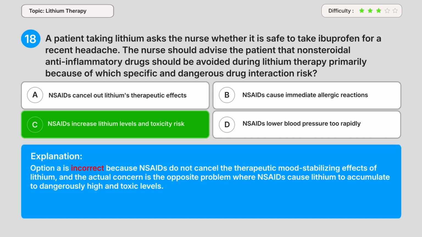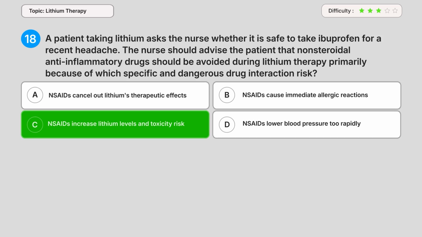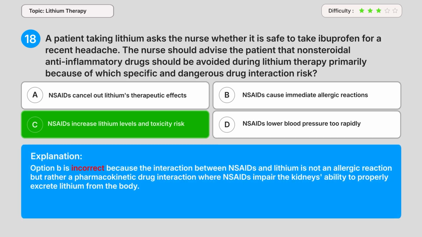Option A is incorrect because NSAIDs do not cancel the therapeutic mood-stabilizing effects of lithium, and the actual concern is the opposite problem where NSAIDs cause lithium to accumulate to dangerously high and toxic levels. Option B is incorrect because the interaction between NSAIDs and lithium is not an allergic reaction, but rather a pharmacokinetic drug interaction, where NSAIDs impair the kidney's ability to properly excrete lithium from the body.